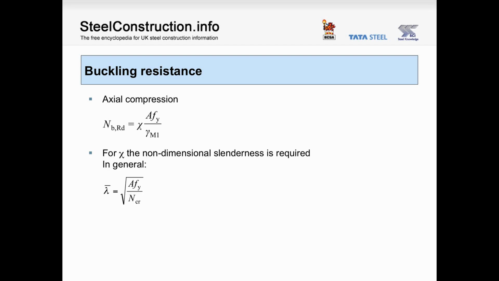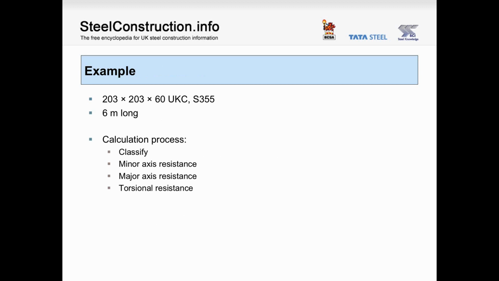To calculate chi, we need to determine the non-dimensional slenderness. In general, the non-dimensional slenderness is given by the root of the area multiplied by yield divided by the elastic critical buckling load, N crit. If we limit ourselves to flexural buckling only, then there is an alternative way of calculating lambda bar, and lambda bar is equal to L over i, which is the buckling length divided by the radius of gyration, divided by a constant lambda 1.